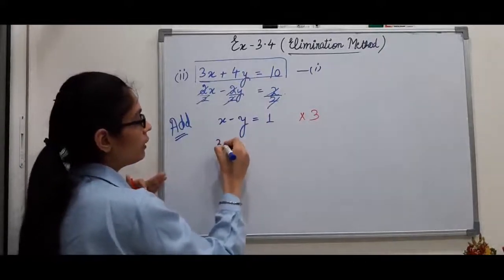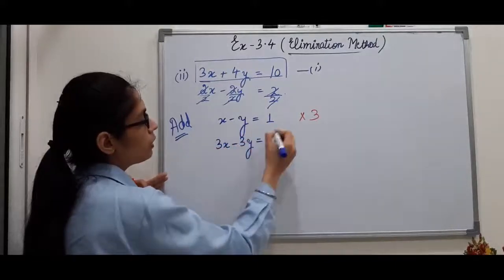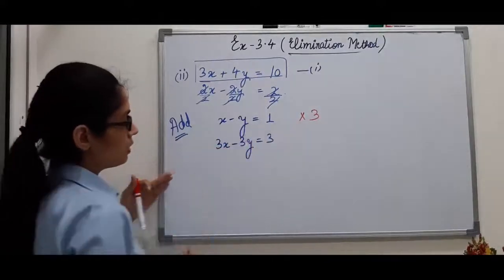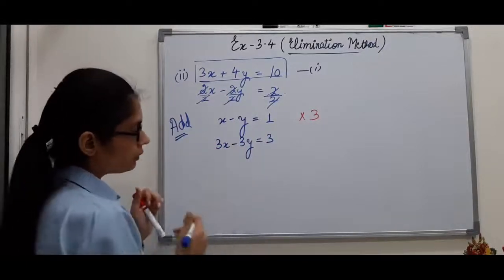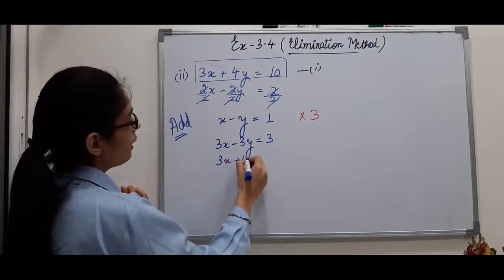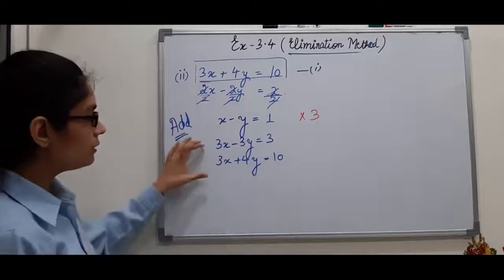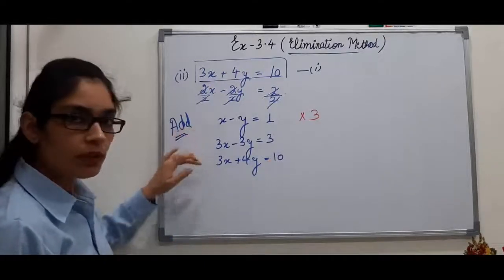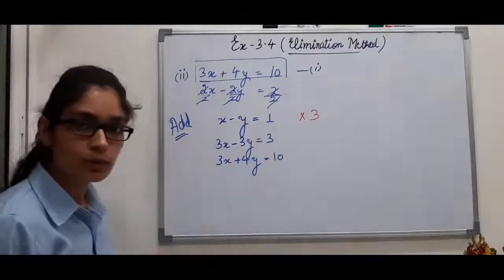I will get 3 into x will be 3x, minus 3 into y will be 3y, and 3 into 1 will be 3. See, I got this equation. Again I will write both the equations. 3x plus 4y equals 10. Now you can see the coefficient of x is same in both the equations, and the signs are also same.